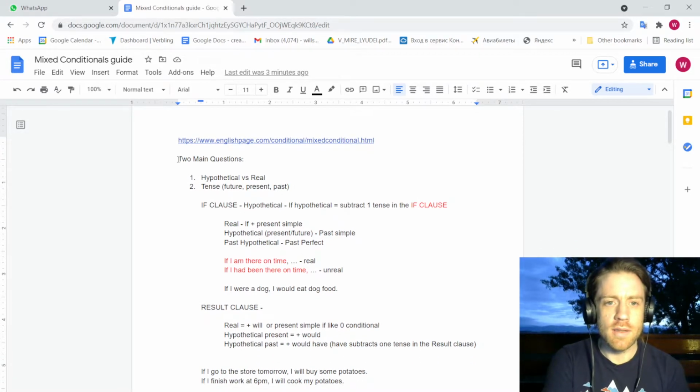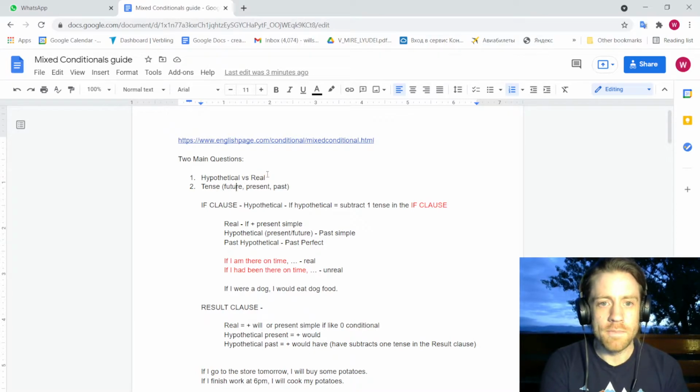The way we're going to do this is we're going to ask ourselves two main questions every time. We're always going to ask, is what we're trying to say hypothetical or real, and which tense are we looking at? Now, it doesn't matter which order you answer these questions. It's going to make no difference, and you'll see why in some of the examples.